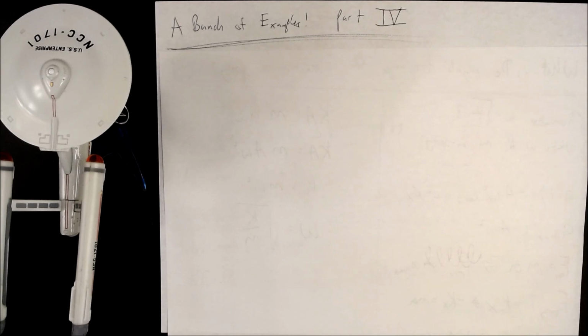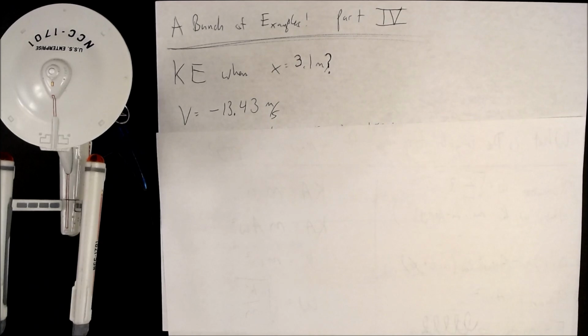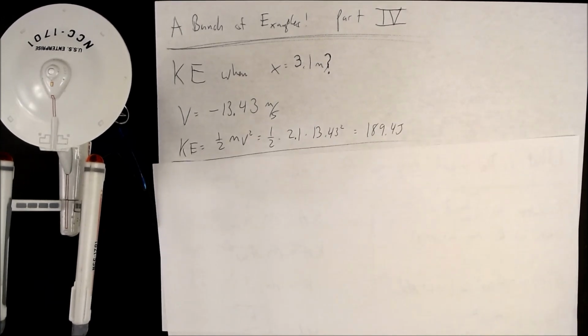How do you think we can do this? Knowing what we already know, we already have the velocity of the object when it's at 3.1 meters. Is there anything we can do with that in finding the kinetic energy? The velocity there was negative 13.43 meters per second. Finding the kinetic energy when you know the velocity is pretty straightforward. Kinetic energy is 1/2 mv squared. You plug in the numbers and you get an answer.